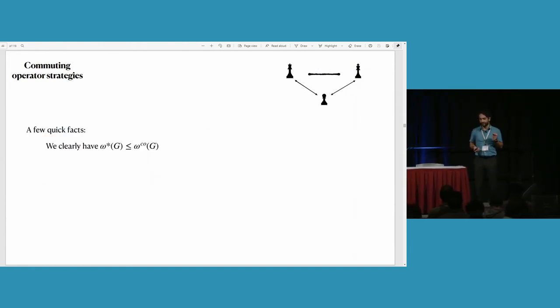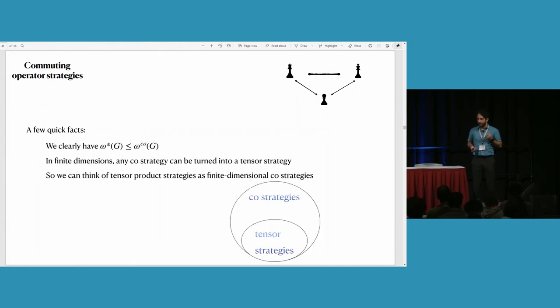A few quick facts. It should be immediately clear that omega star can never be larger than omega co, okay? Also, in finite dimension, I can always turn a commuting operator strategy into a tensor product strategy. So there is no distinction in finite dimensions between the two. In fact, for the rest of the talk, I would like you to think of tensor product strategies as the finite dimensional subset of the set of commuting operator strategies, as indicated by this Venn diagram.